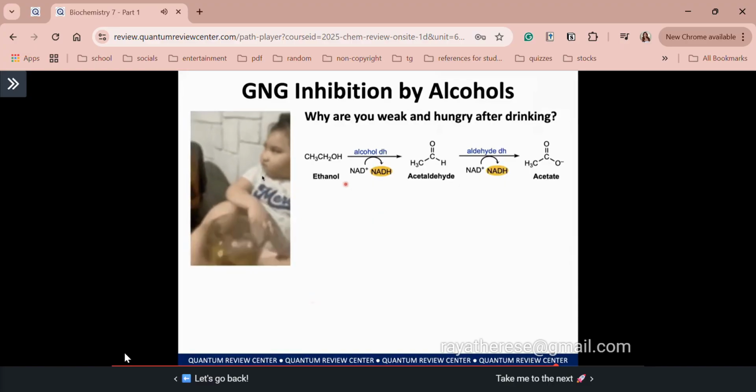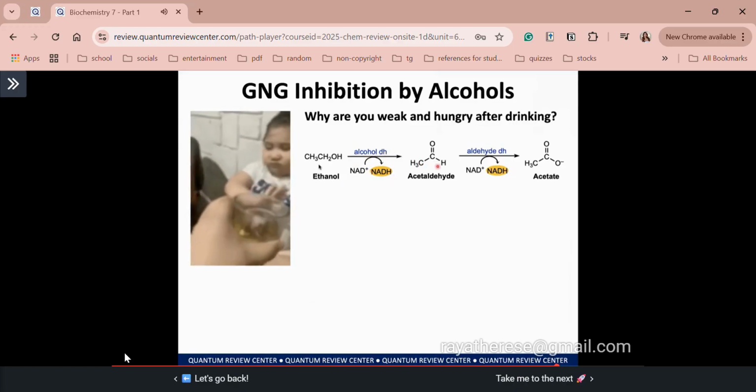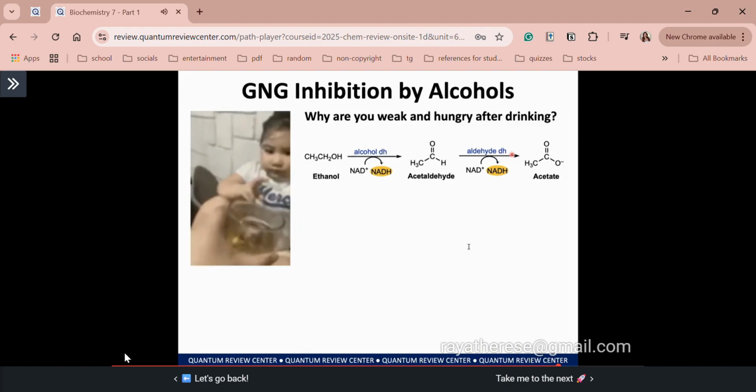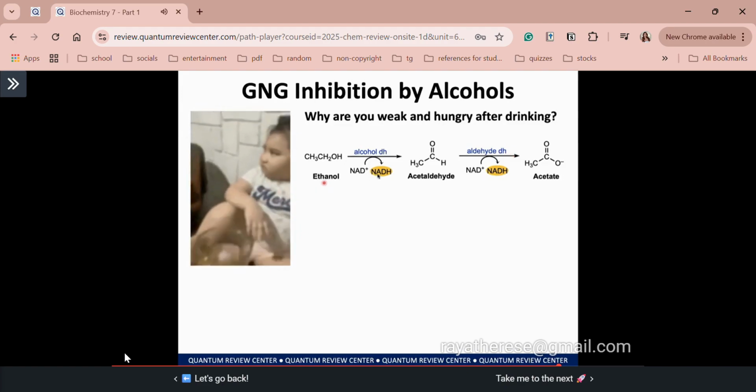Diba, this is just the reverse of our ethanol fermentation. From ethanol, through alcohol dehydrogenase, we will produce NADH, and this will convert ethanol to acetaldehyde. And consequently, acetaldehyde will be converted to acetate again with another round of NADH through the enzyme aldehyde dehydrogenase. Alright, so when a person like you, diba, consumes alcoholic beverages, the liver actually prioritizes breaking down ethanol through this reaction.